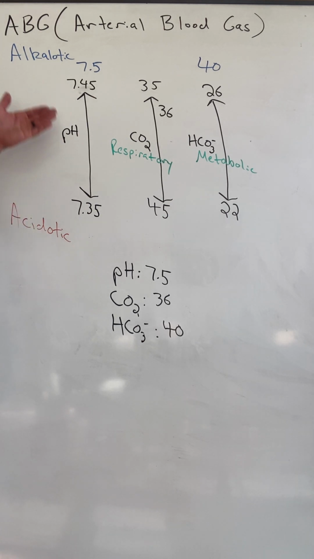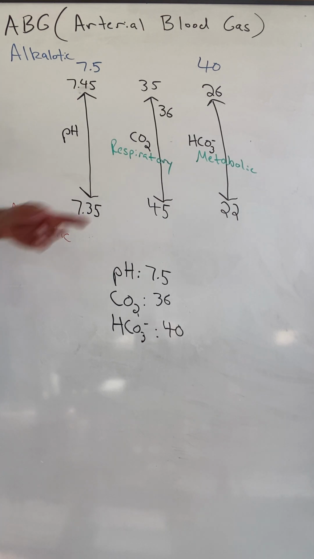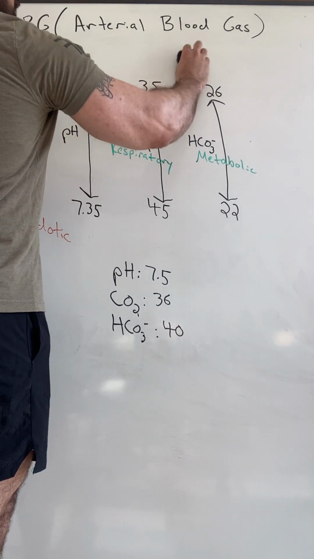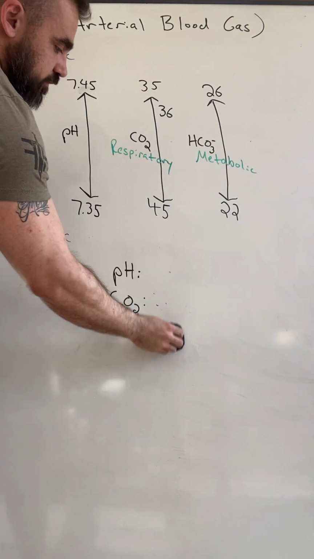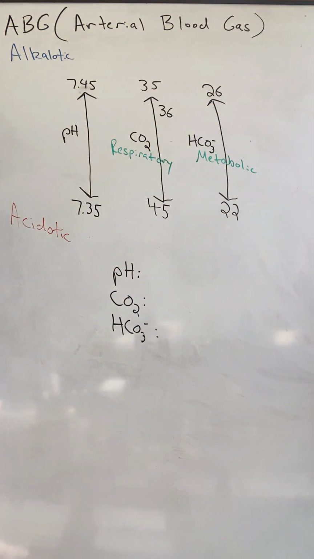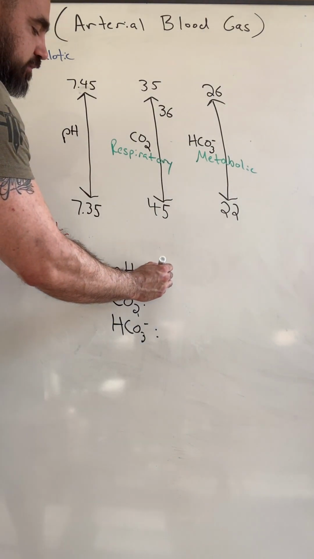So, same thing. We have an alkalosis. Would a CO2 of 36 cause an alkalosis? Well, no, it's normal. Would a bicarb of 40 cause an alkalosis? Yes. So we have a metabolic alkalosis. Pretty straightforward. Now here's where it might get a little tricky. Let's say we have a pH of 7.28.